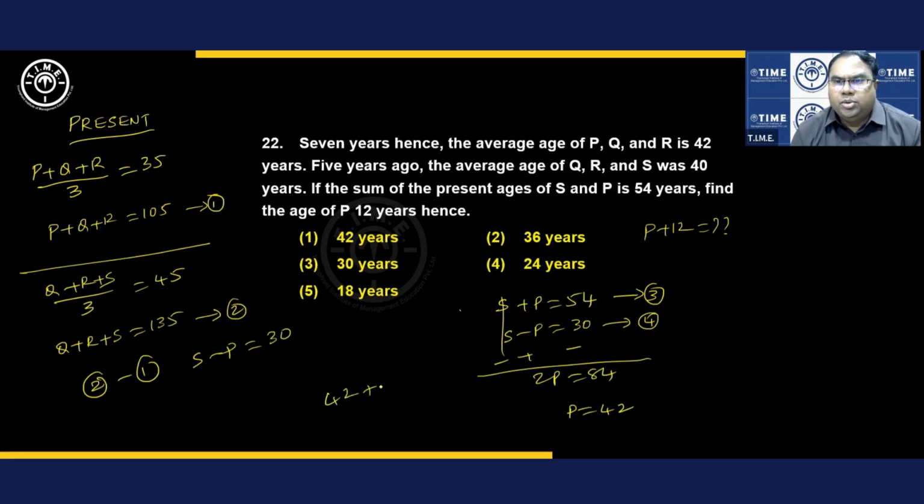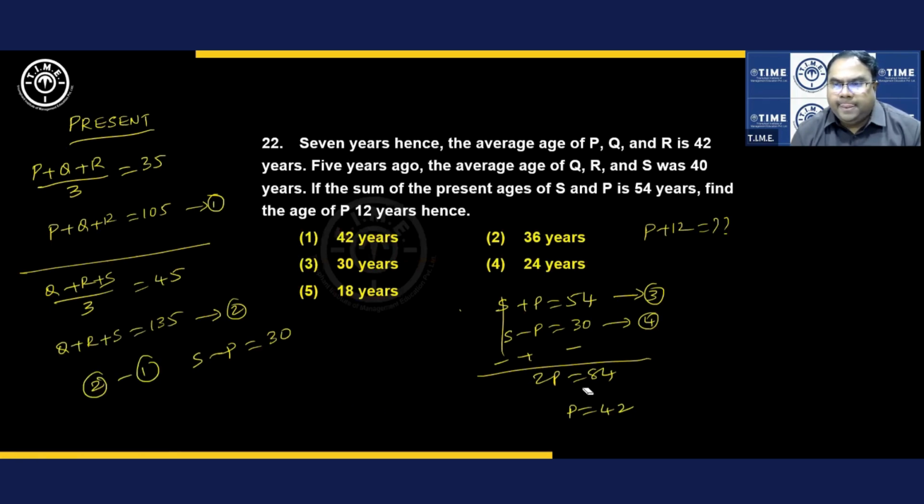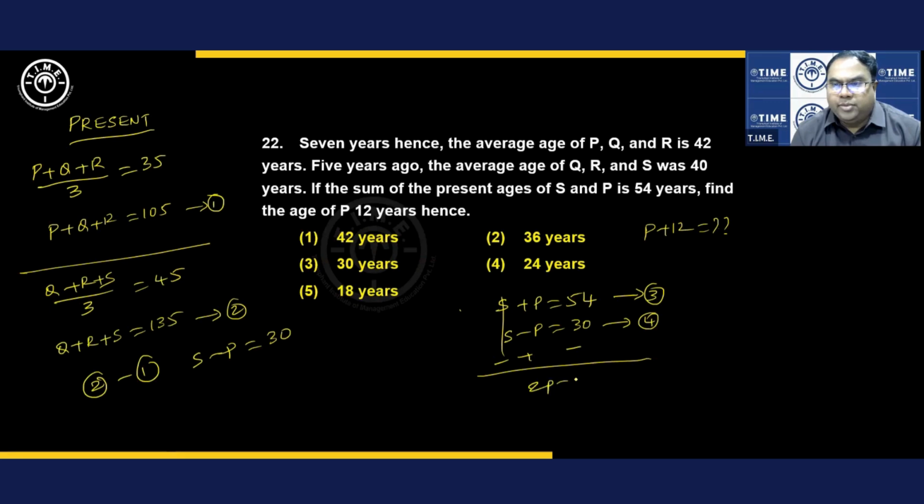So 42 plus, sorry, it is 24, no? My mistake. I am sorry. I have not subtracted. I am adding. Sorry. P plus P, 2P is equal to 54 minus 30, 24. So P is equal to 12. So after 12 years means P will be 12 plus 12, 24. Choice 4.